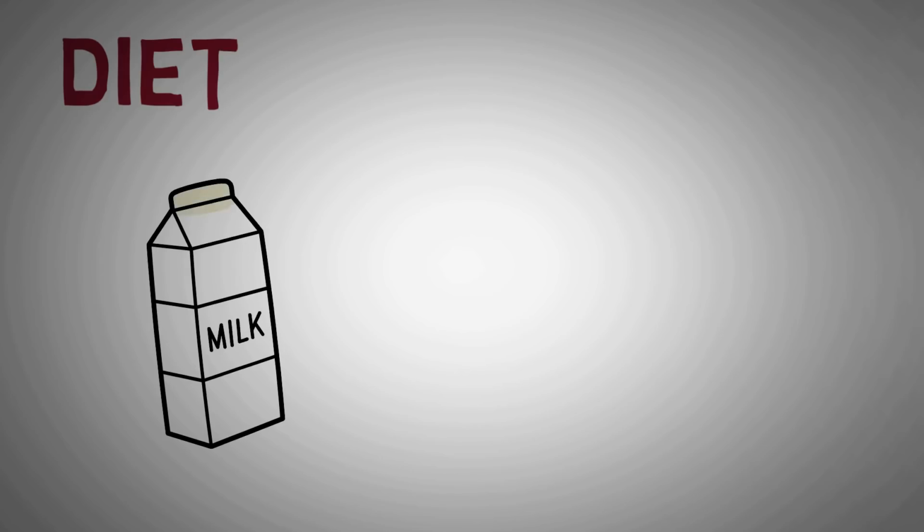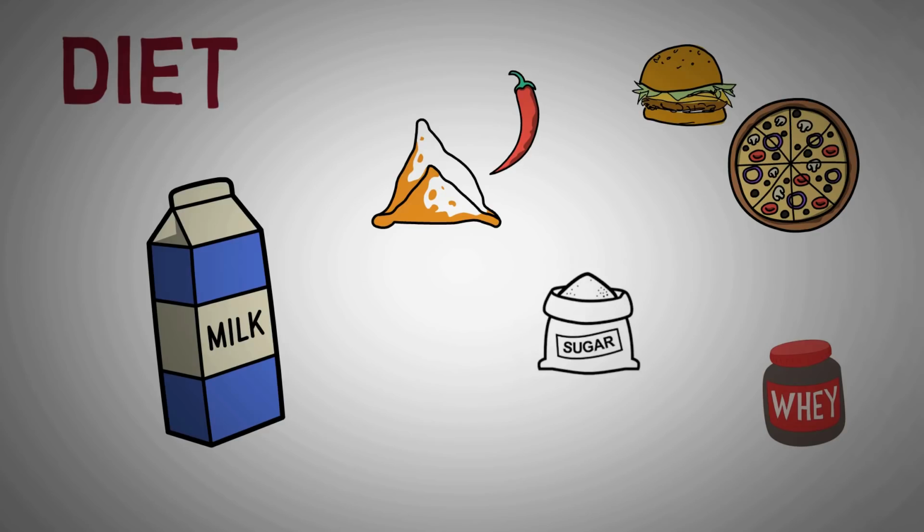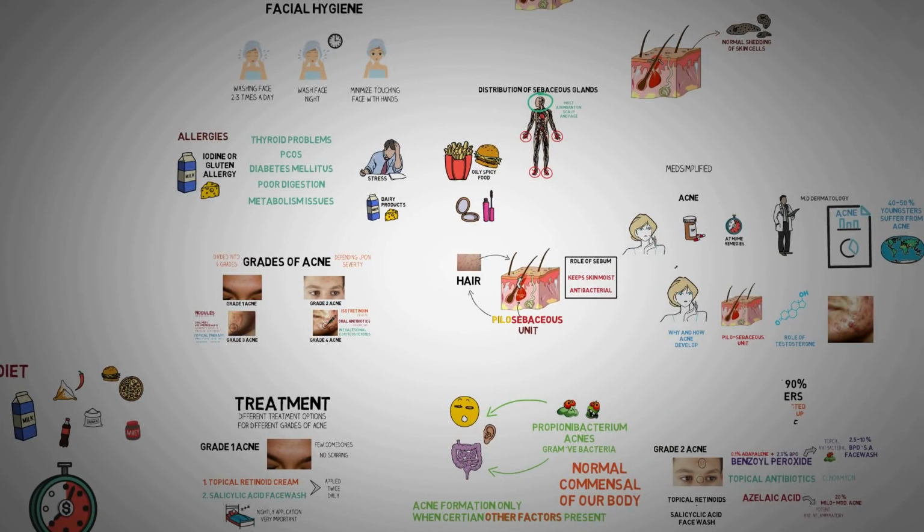Let's directly look at some of the food that worsens the acne and or causes new outbreaks. Dairy products, especially skimmed milk, spicy food, fast food, whey protein powder, refined sugars, carbonated soft drinks, they all cause acne or they can exaggerate your already existing acne. Avoid these foods in your diet and find a good replacement.